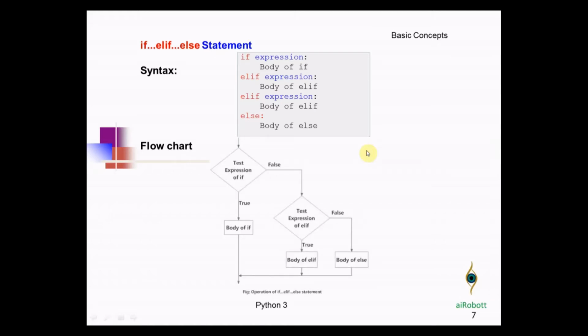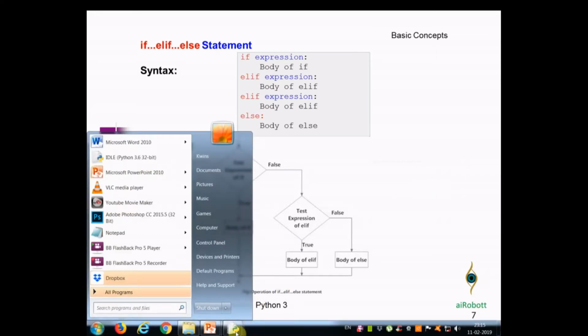See here, this is the if elif statement flowchart. If the test expression of if is true, it executes the body of if. If it is false, the test expression of elif will be evaluated. If that is true, then the body of elif will execute, otherwise it executes the body of else. Now see the example on if elif else.